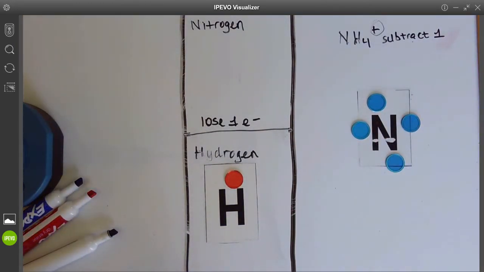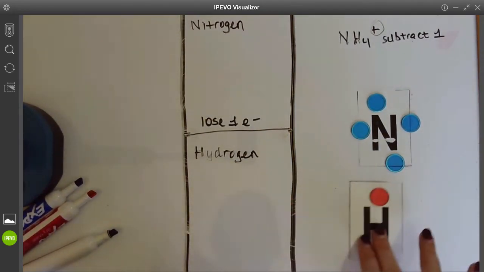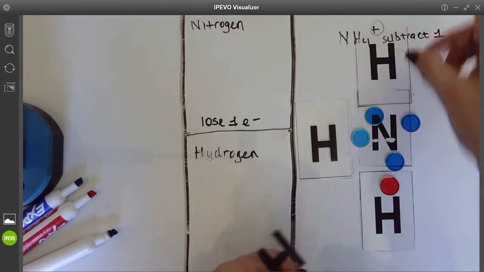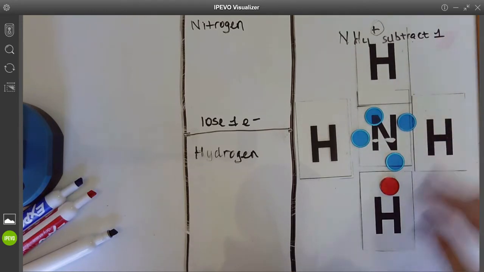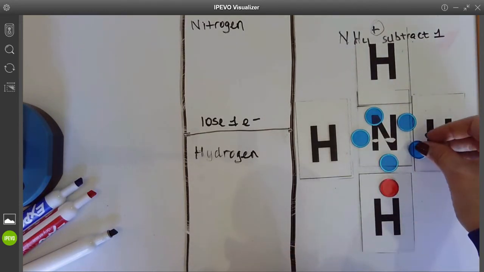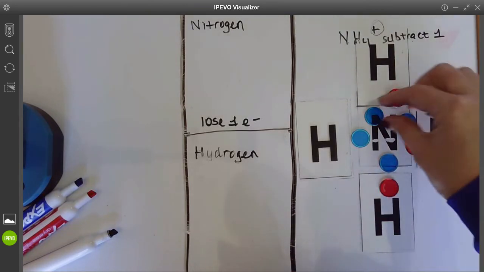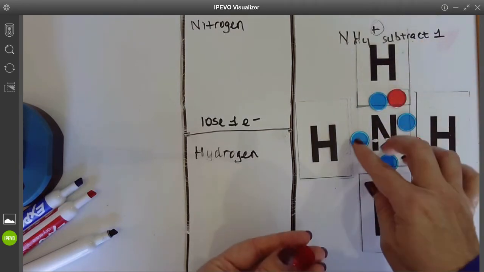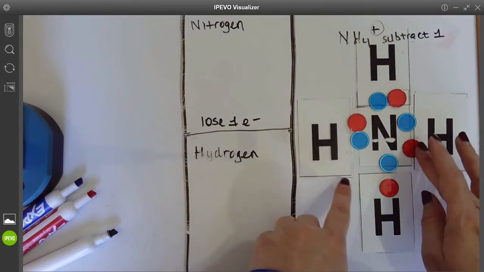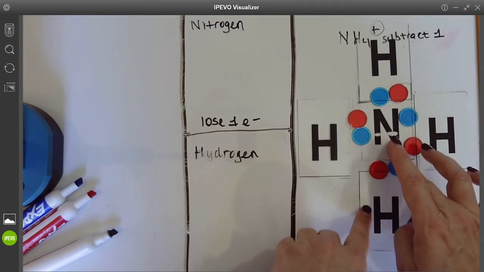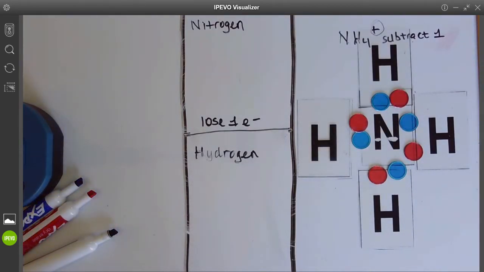Now, according to the formula, this should have 4 hydrogens. So let me lay out all 4 hydrogens. So here's the one that I already had. There's 2, there's 3, there's 4. And each of those has 1 valence electron. Okay. So there's my Lewis structure.